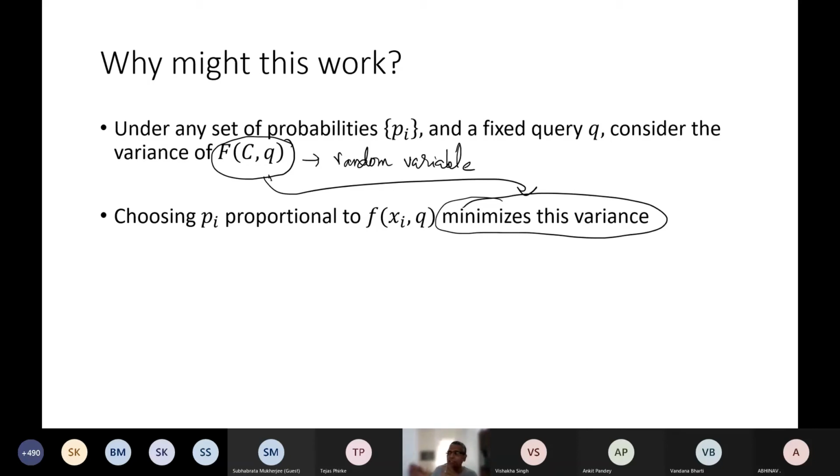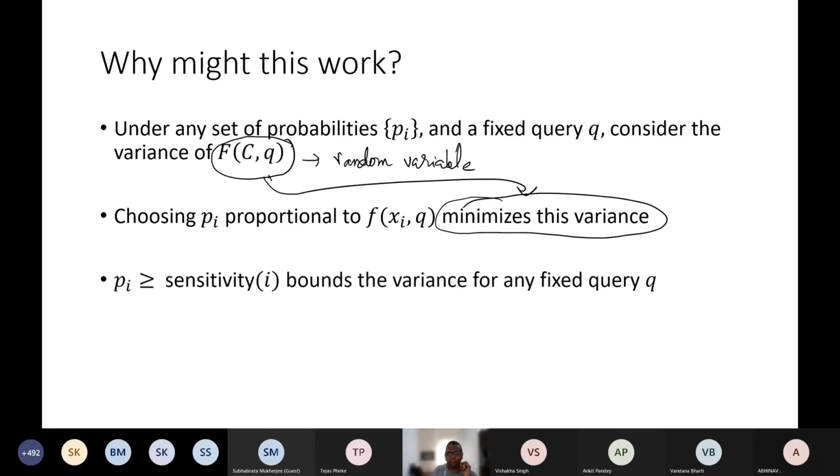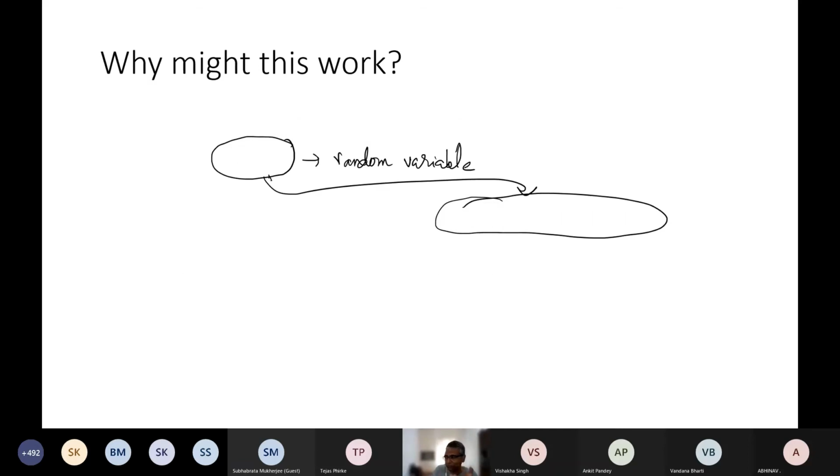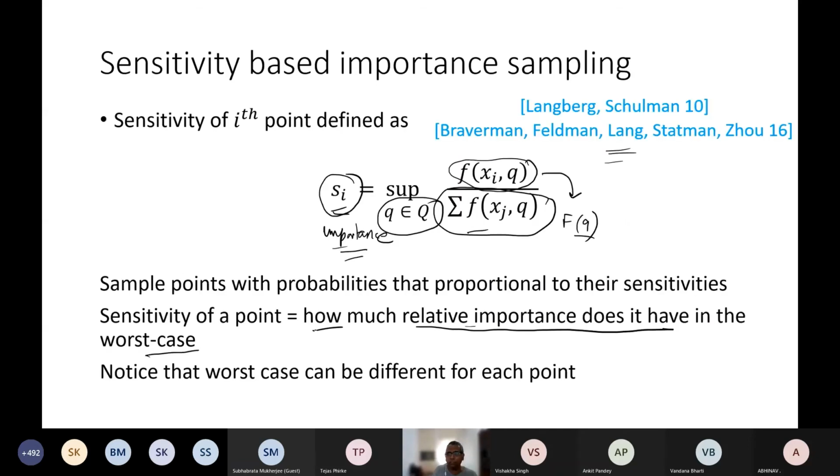Because I am making sure I'm taking the person who's important in drawing pictures, and the person who's important in doing programming. I'm defining the sensitivity in this particular way. The next important question is, how do you calculate the sensitivity? Because sensitivity has to be calculated over all possible queries, and I said that is an infinite number of queries. So how will I do this?